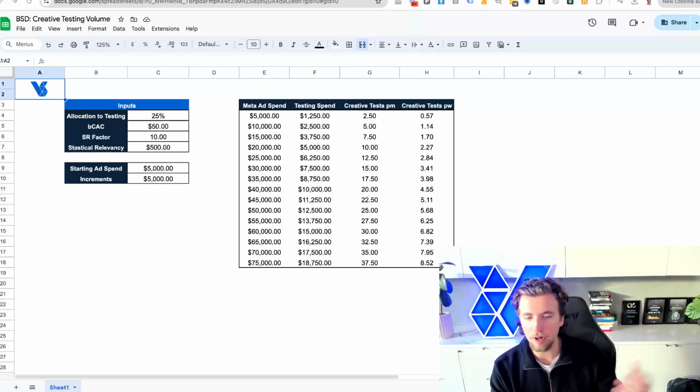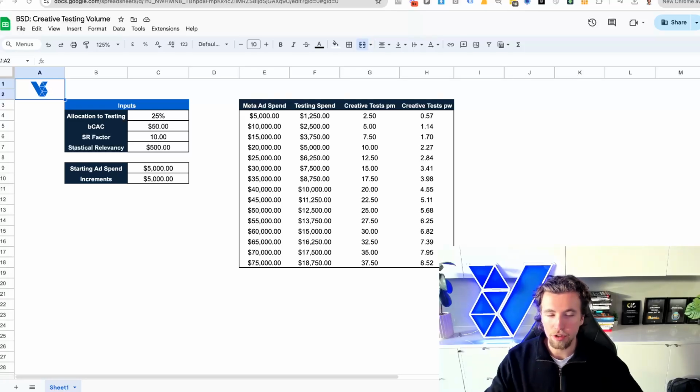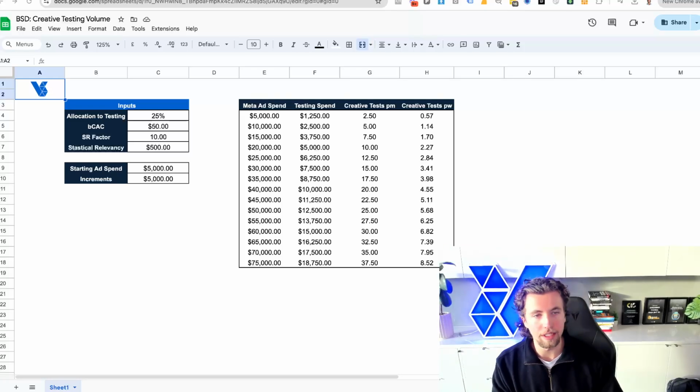You can build this yourself. It's very simple inputs, outputs, and formulas that allows you to conceptualize exactly how much creative you should be testing. And shocker, it's a lot more than you initially think.